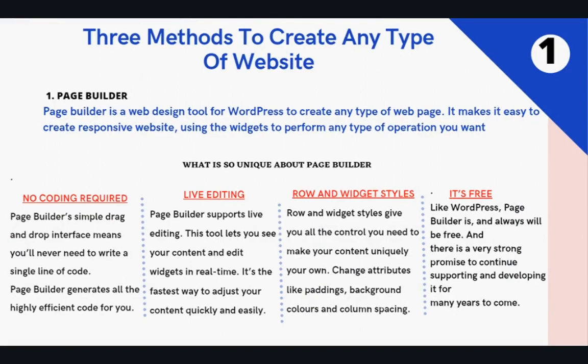Great. Three methods to create any type of website. The first method is what I call page builder. Page builder is a web design tool for WordPress to create any type of website pages. It makes it easy to create a responsive website using the widget to perform any type of operation you want. That's just the fact.